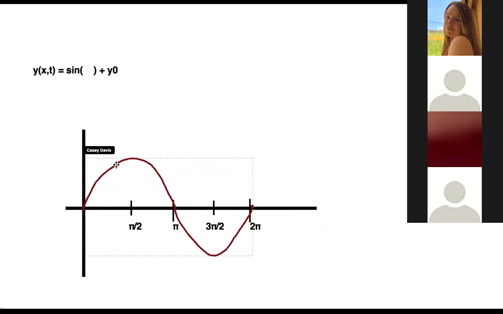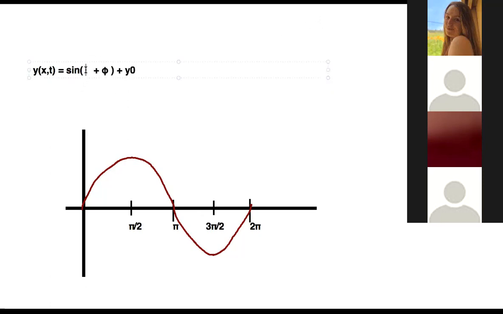So for instance, when the phase is pi over 2, we're at a crest. When the phase is pi, we're at equilibrium on the way down. We want to be able to modify that phase by having a plus something inside the sine function. And for this, we'll want a phi. So I'll pull that from here. So plus phi. That lowercase phi is what we call the phase shift.